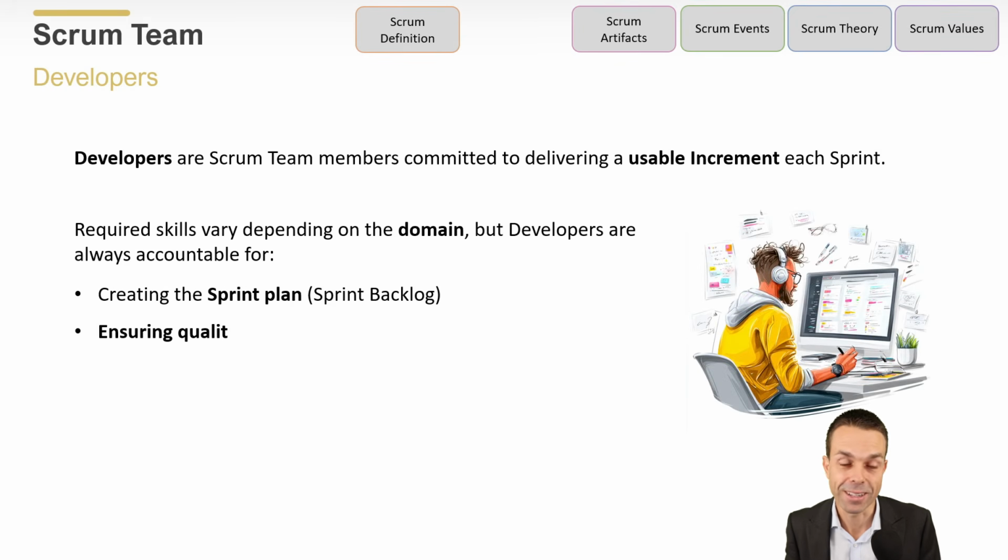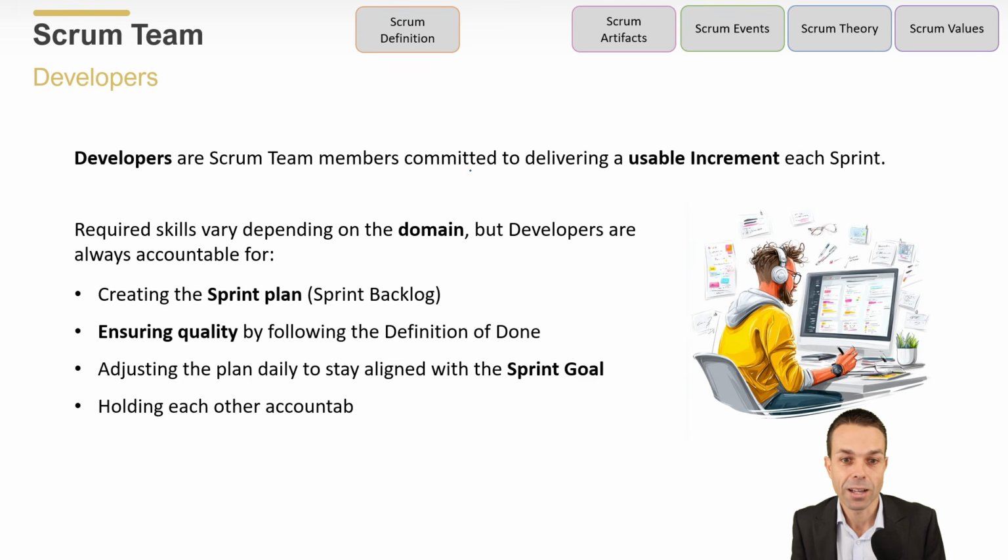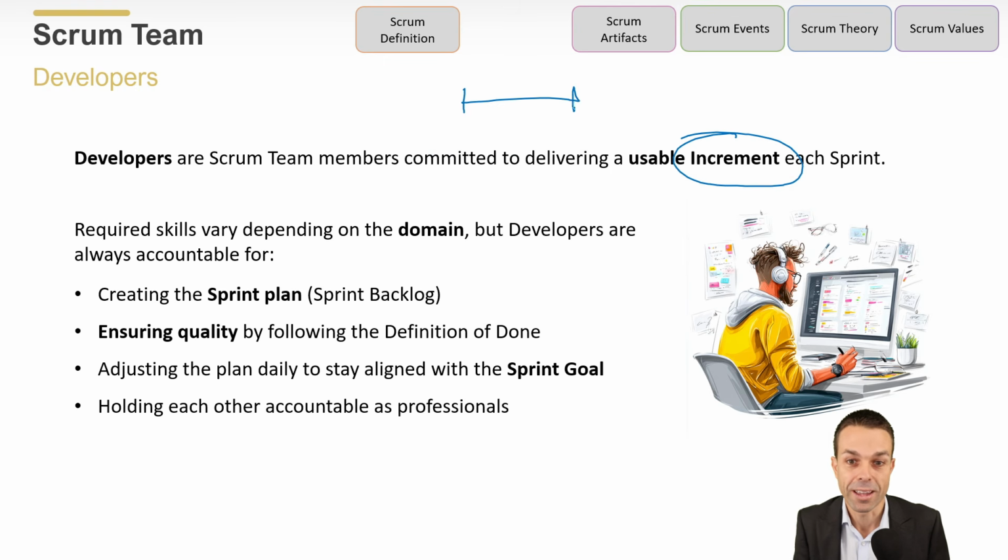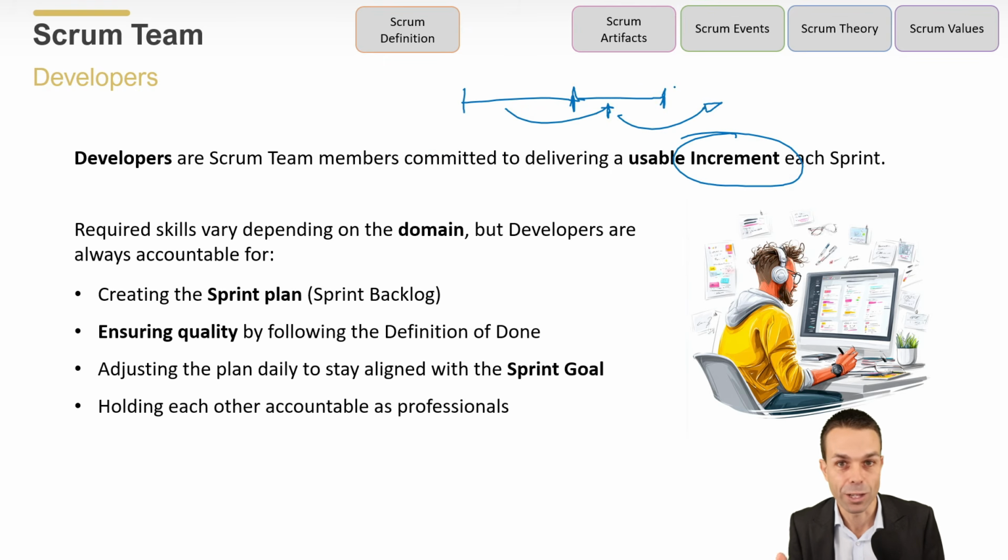Now, developers in a Scrum team. Developers are team members committed to delivering that usable increment every sprint. If it's not a software project, then they're the ones who are creating whatever the value is. Maybe it's a new design, maybe it's a new research paper, whatever that is. It doesn't have to be development and software, but it usually is.